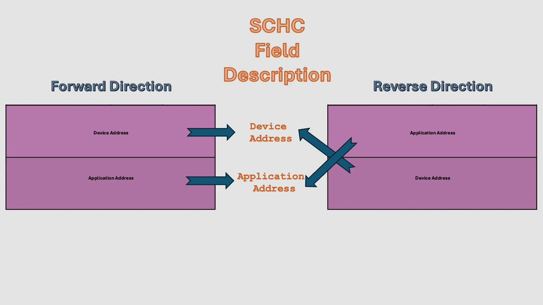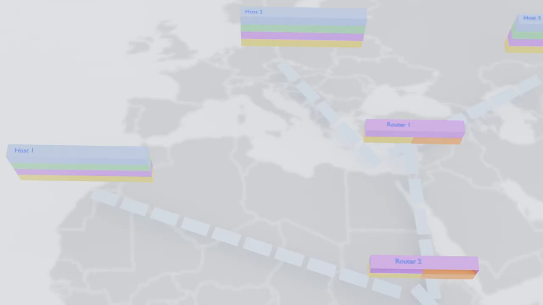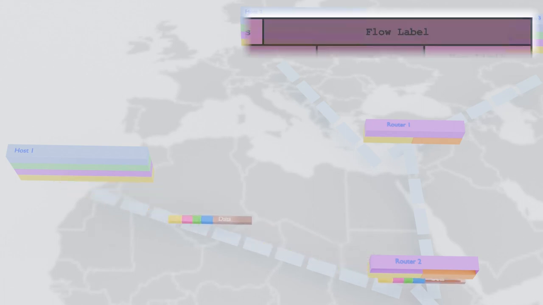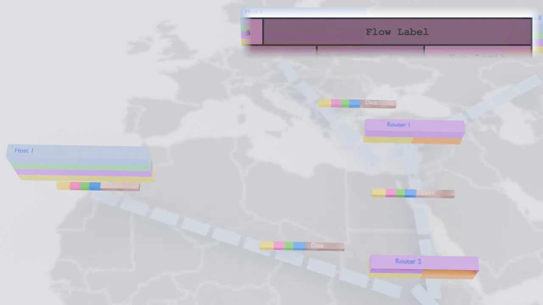To further organize these addresses, in a SCHC rule, we divide the device address and application address into two parts, a prefix and an interface ID. But wait, there's more. The flow label field allows the source to mark packets as part of a specific flow, helping routers prioritize and accelerate their journey. It's like a VIP pass for our data, ensuring a smooth ride through the network's twists and turns.